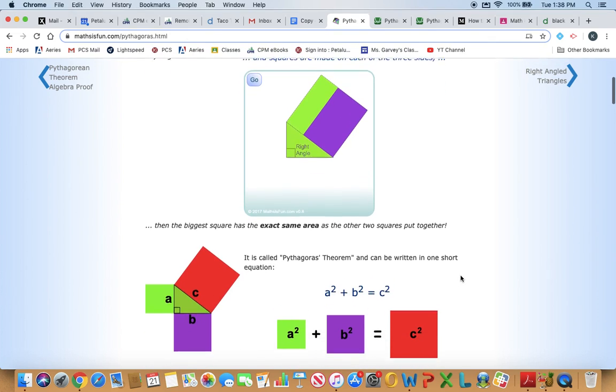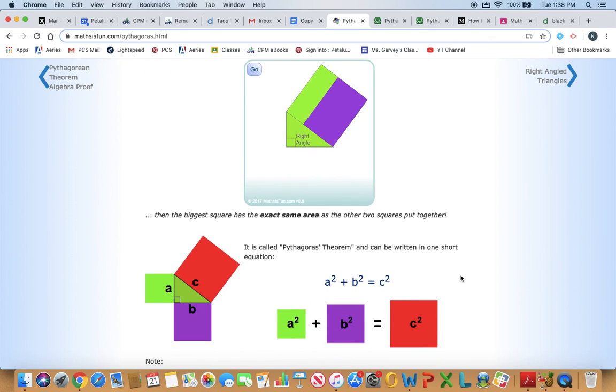The way that that theorem looks when we write it is right here. So these three sides are labeled A, B, and C. C is the longest side, and notice that it's also opposite the right angle in the right triangle. A squared, right here, plus B squared is equal to C squared. So the squares of the two short sides added together is equal to the square of the largest side.